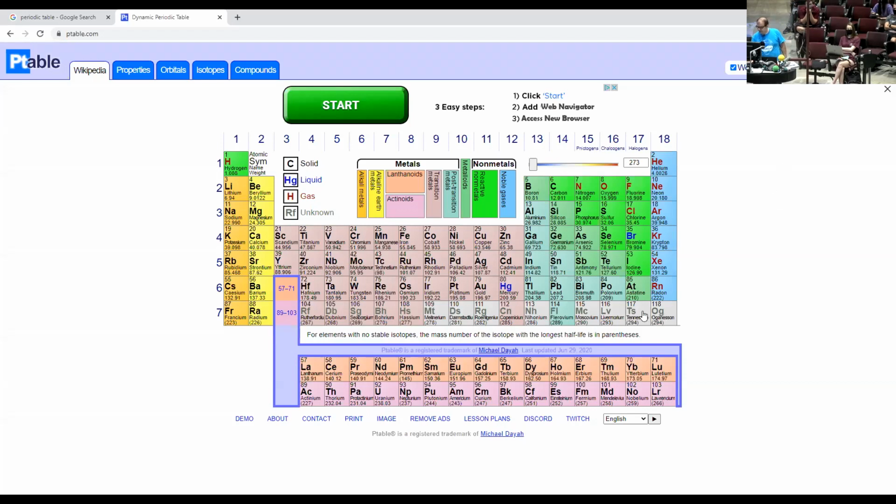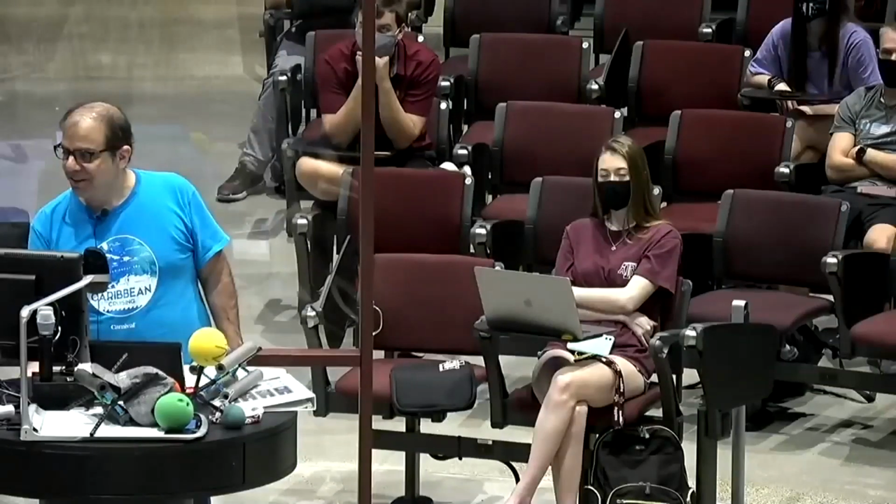So they've named some of these elements: flerovium, livermorium, tennessine. Great. Sounds like we're making it up as we go.